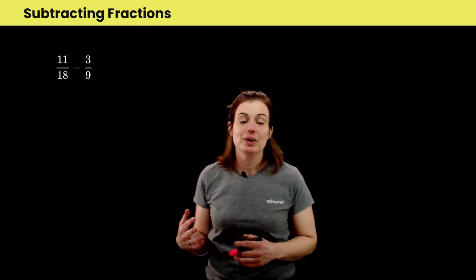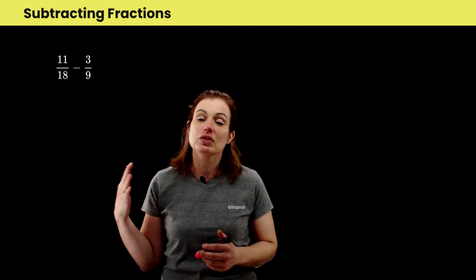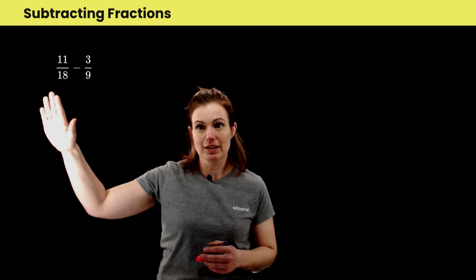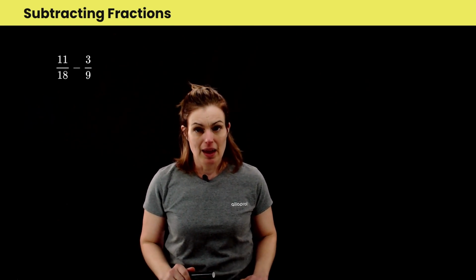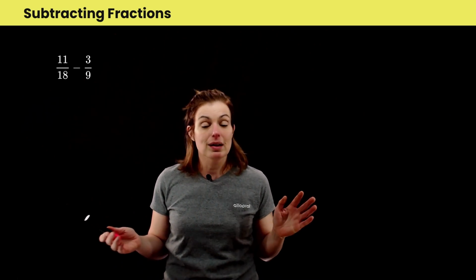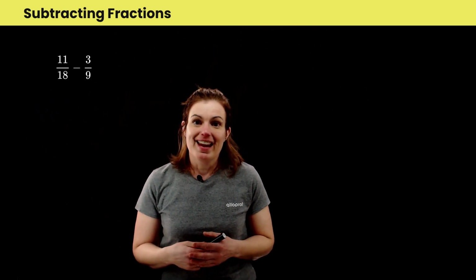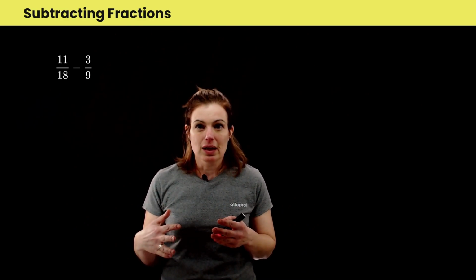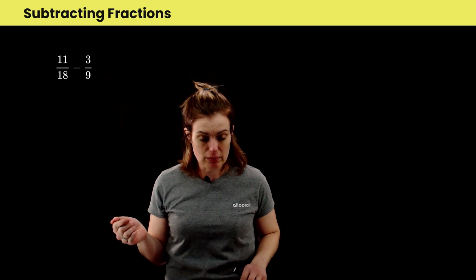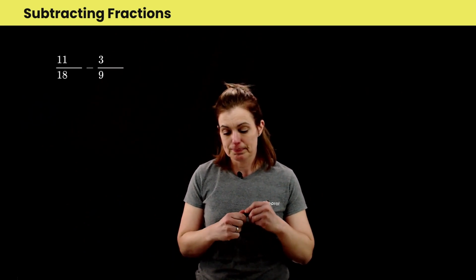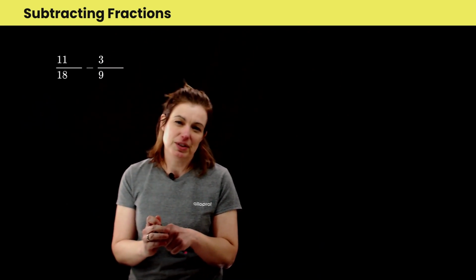What we actually want to do is make a common denominator. So if we take a look at our example here of 11 over 18, we're going to subtract 3 over 9 from that. And in order to do that, we've got to make the denominator common. One of the quickest ways to do this is actually just to take the two denominators and multiply them, in a specific way though.